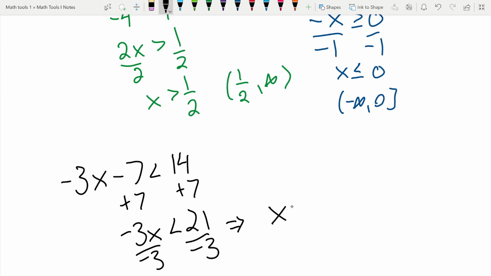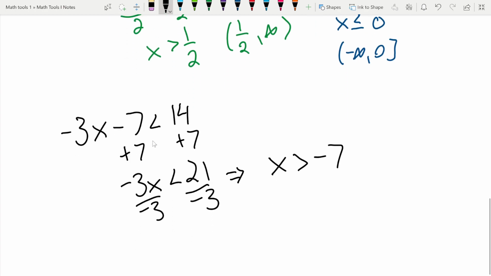Okay, so x is less than becomes x is greater than, and then this one's going to be negative 7. So we get that x has to be greater than negative 7. Okay, and when you're doing these and keeping track of the sign flips and stuff, it's never a bad idea to test one of your numbers, see if it makes sense.